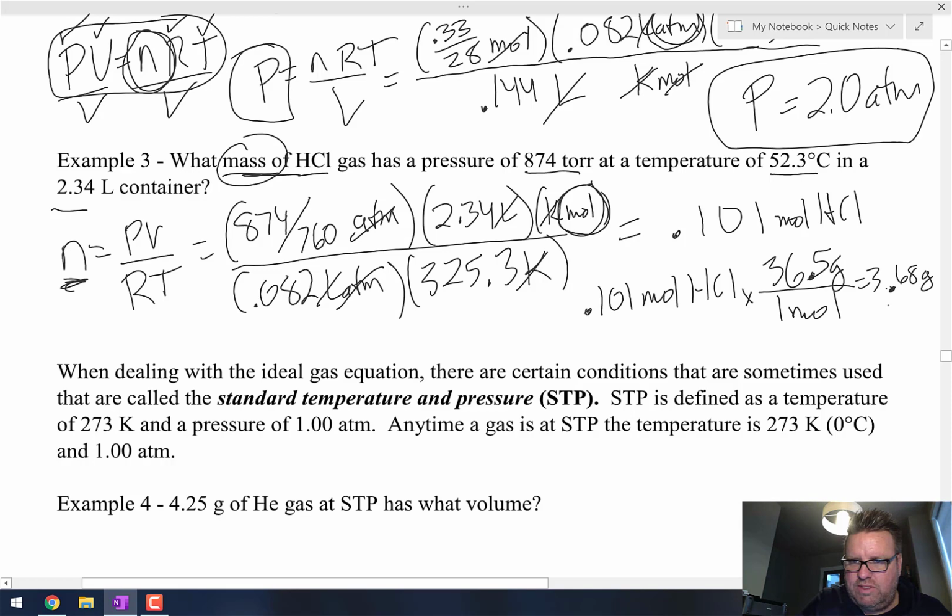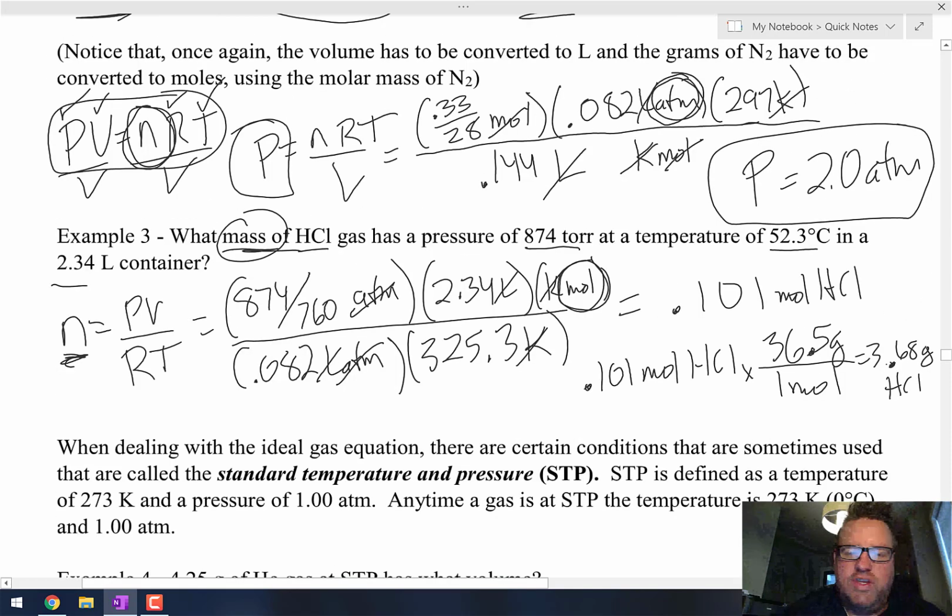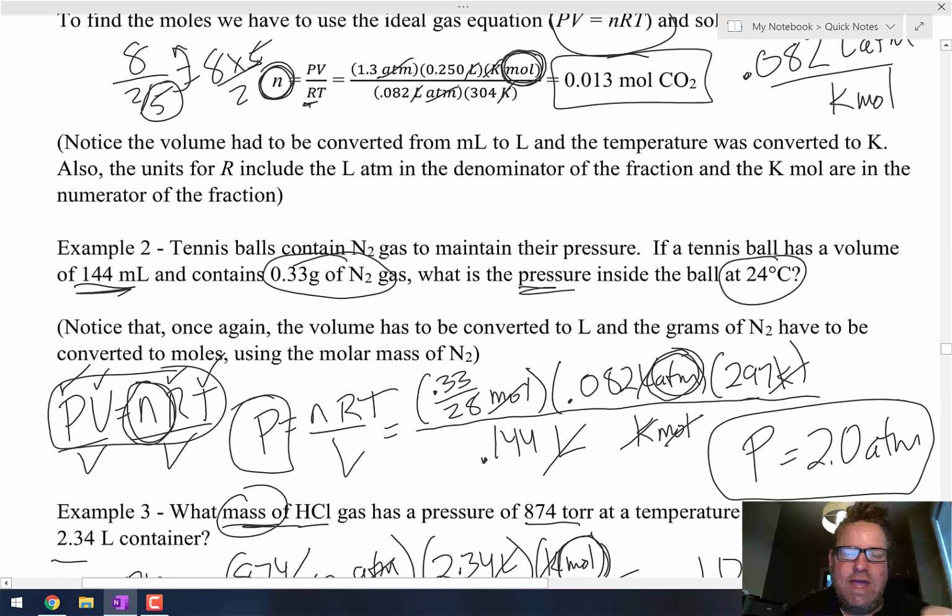Okay, and I get a final answer of 3.68 grams of HCl. Okay, so the ideal gas equation is really, really helpful. It is, again, the big equation when dealing with gases. Yes, Charles' law is cute. The combined gas law, great. But notice the difference in these questions. These questions are not, the pressure started at this and we changed it to this. These questions are more of a, hey, if the pressure's this, the temperature's this, what's the volume going to be? Kind of those types of questions. Not a, if we change one thing to something else, how does that affect the other stuff?